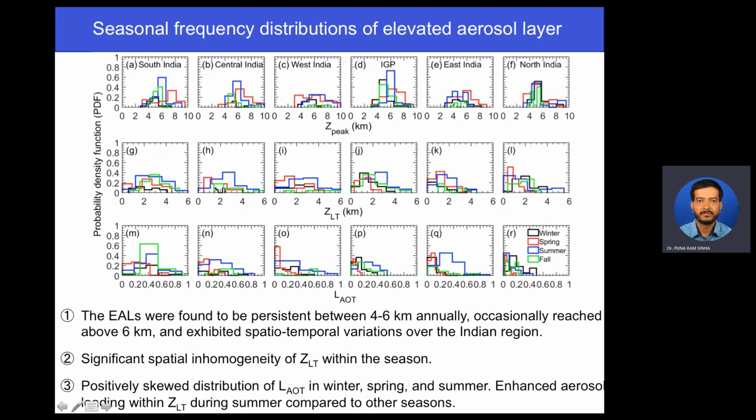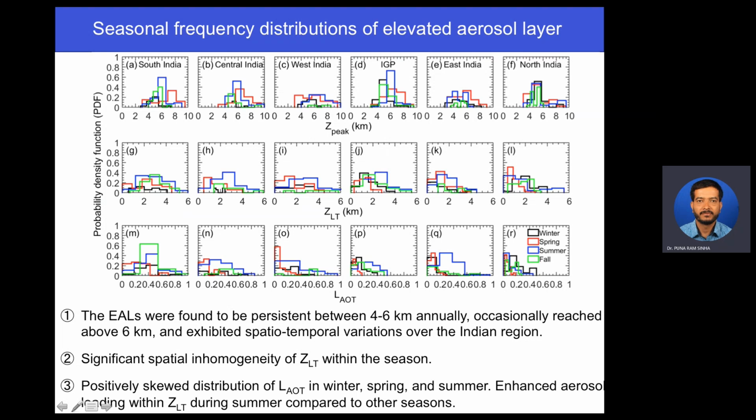On the y-axis we have a probability density function, and on the x-axis I have shown all three parameters: jet peak, then geometrical layer thickness, and the layer optical thickness for four different seasons shown in four different colors for 6 regions. So what we found here is that the elevated aerosol layers were found to be persistent between 4 to 6 kilometers.